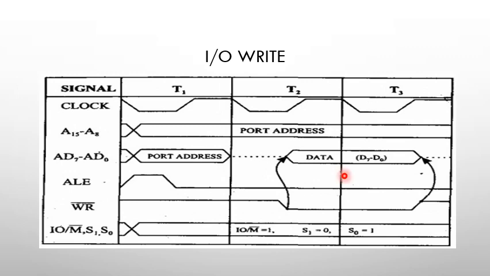The IO write machine cycle is similar to that of the memory write. Only the status signals change over here. Instead of getting the memory address, the port addresses are being obtained here.